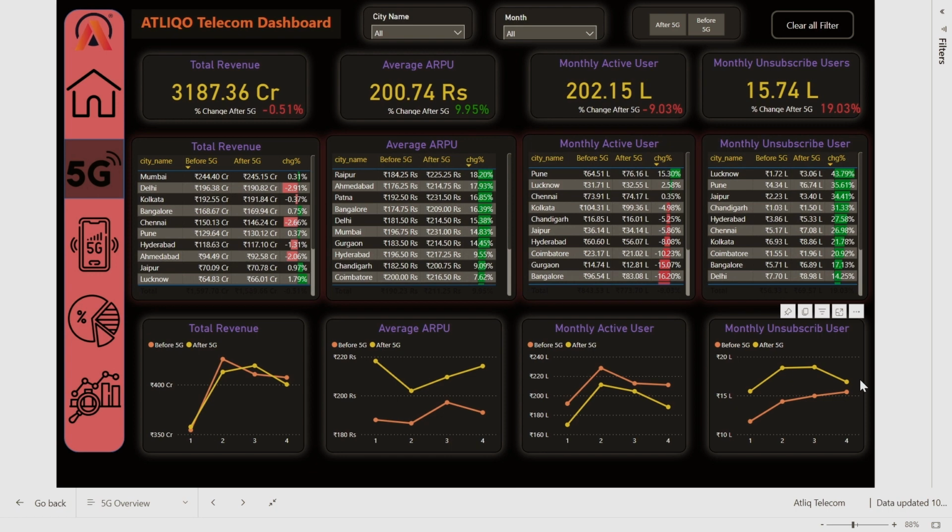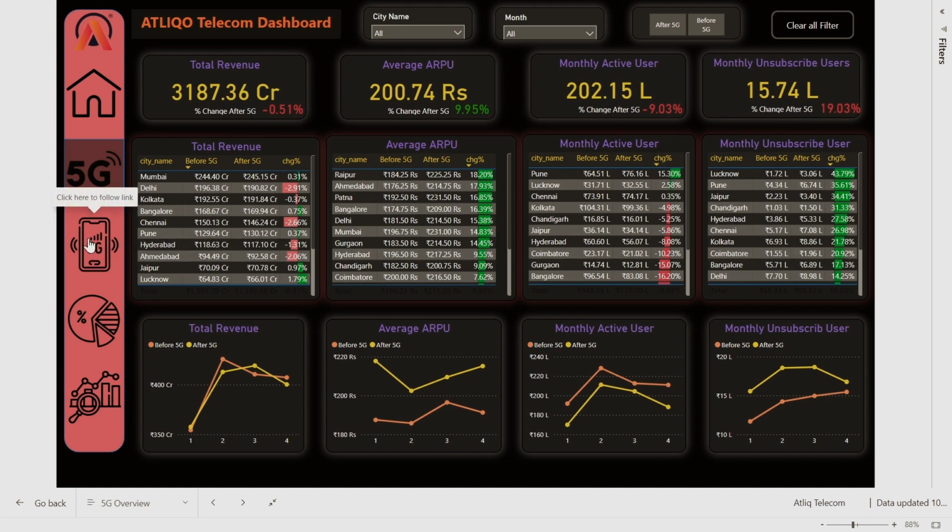This is the 5G overview page, where at the top we can see some filters, and below that we can see the KPIs of total revenue, average ARPU, which is nothing but average revenue per user, monthly active users and monthly unsubscribed users. Below that we can see some key metrics for each KPI by cities. Below that we can see the line chart for each KPI, which shows before and after 5G launch by time period. Here the time period is 4 months before 5G and 4 months after 5G.